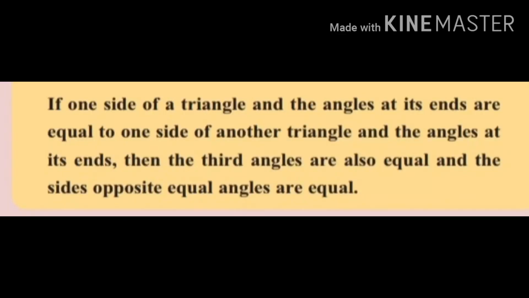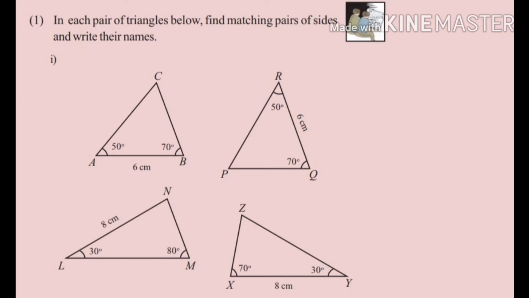If one side of a triangle and the angles at its ends are equal to one side of another triangle and the angles at its ends, then the third angles are also equal and the sides opposite equal angles are also equal. Now let's move on to problems.